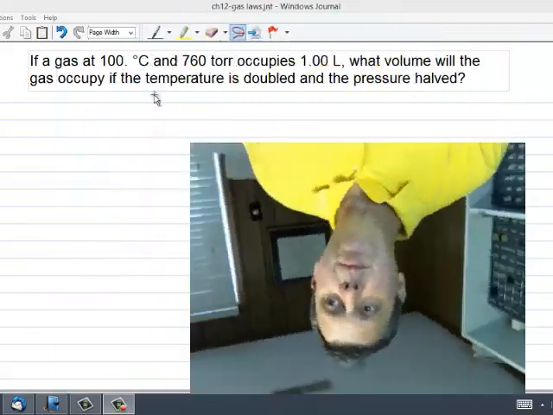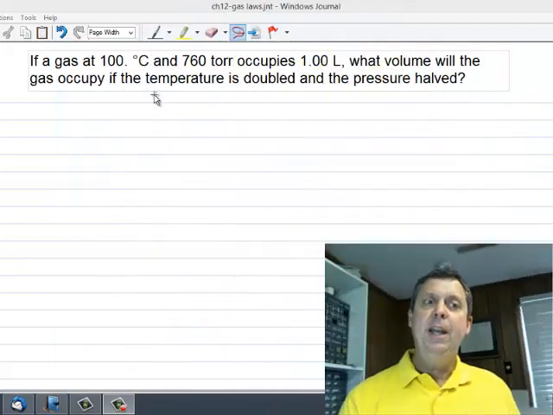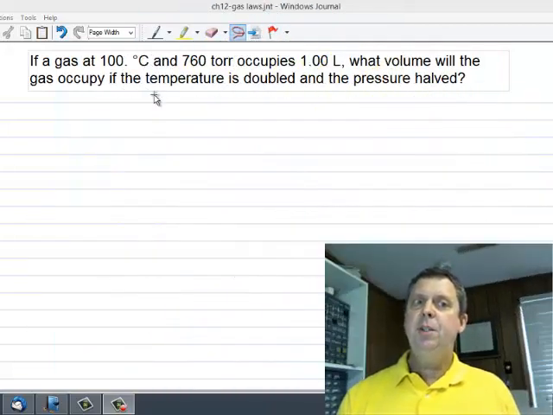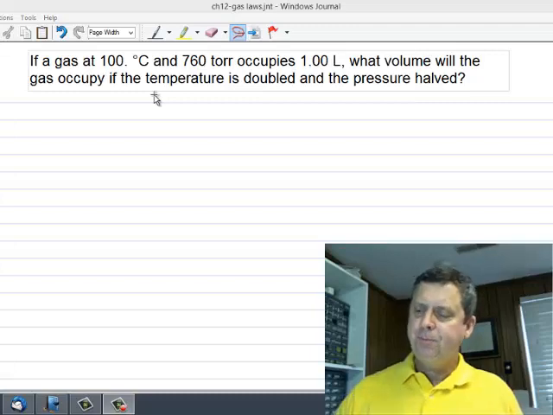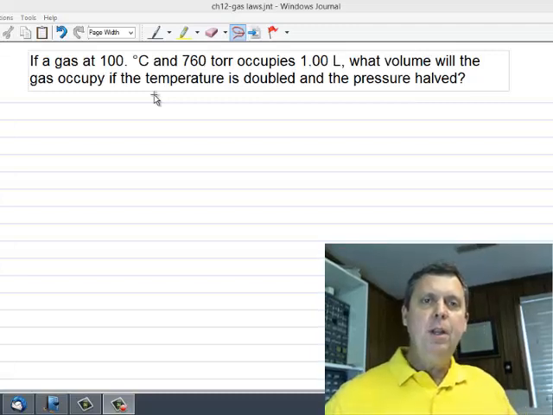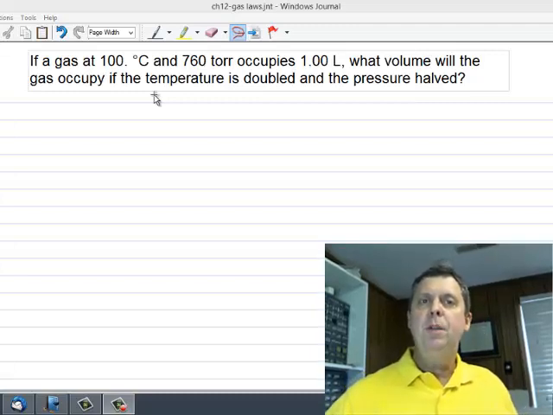So let's look at this first problem. If a gas at 100 degrees centigrade and 760 degrees Kelvin occupies 1 liter, what volume will the gas occupy if the temperature is doubled and the pressure halved? So here, the first part of a problem-solving approach is deciding, really what do we need to do.